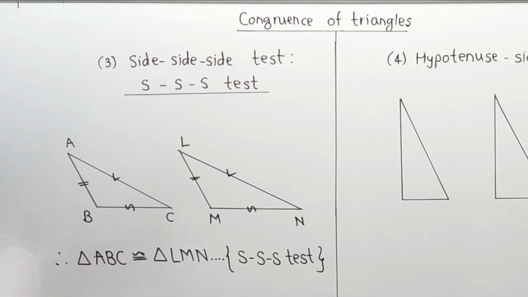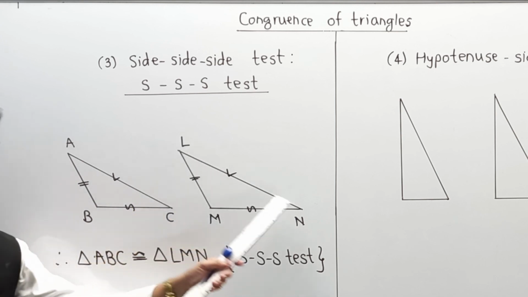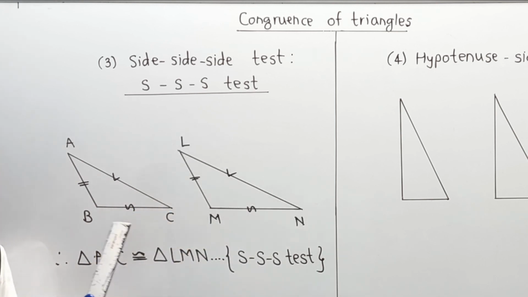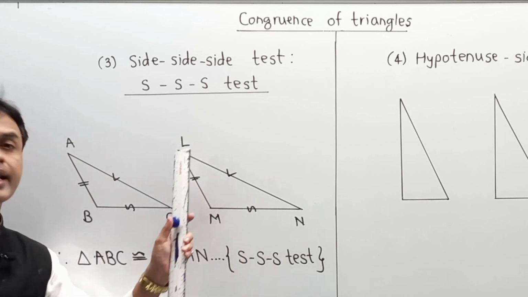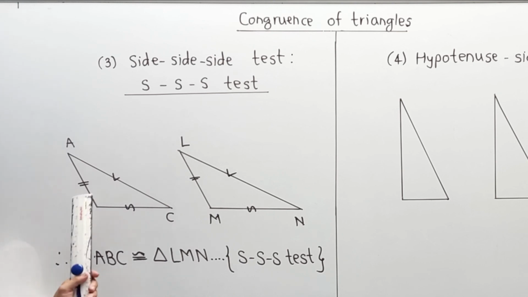But in that case the sequence, like triangle ABC, triangle LMN, is most important. If you want to change the sequence of the first triangle, then you have to change the sequence of the second triangle. Means if any student says triangle ACB, then you have to say triangle ACB is congruent with triangle LNM. According to the sequence you have to change the second triangle. Or if you say triangle BCA is congruent with MNL, in that way only you can write the congruency of the triangles.